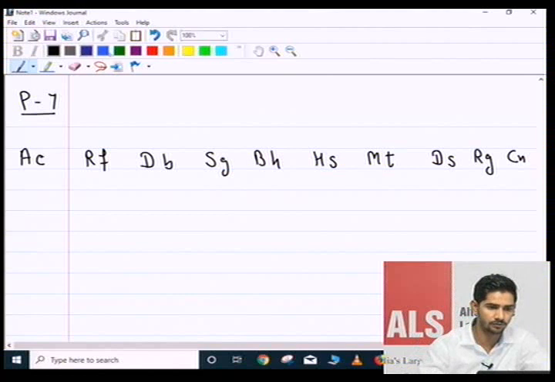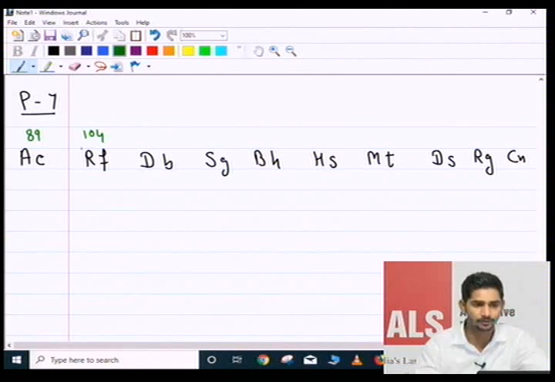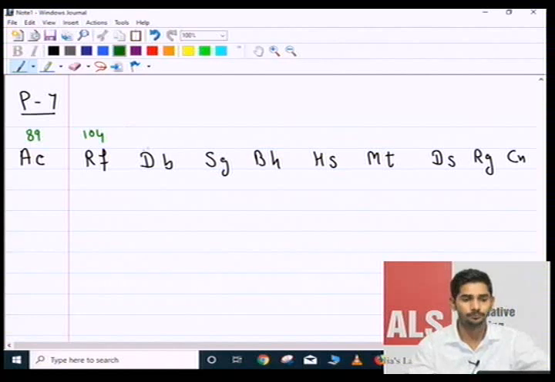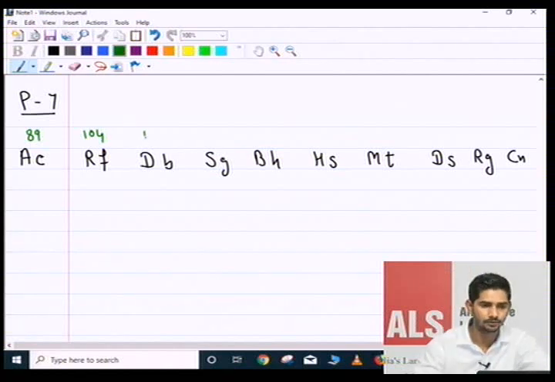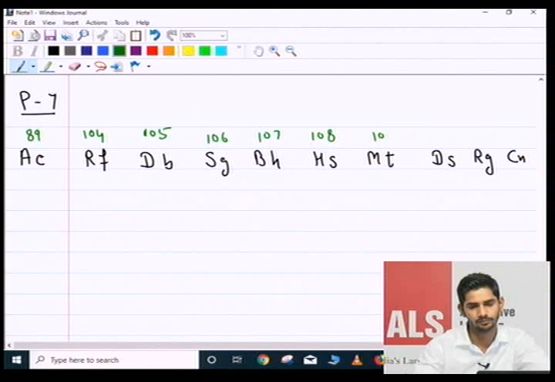And first of all, guys, you have to remember that the atomic number of actinium is 89, but rutherfordium is 104. Again, there is a series break. Okay. So you have to remember that actinium is 89, then rutherfordium comes out to be 104. Then dubnium, seaborgium, bohrium, it will continue. Okay. So 105, 106, 107, 108, 109, 110, 111, and 112.